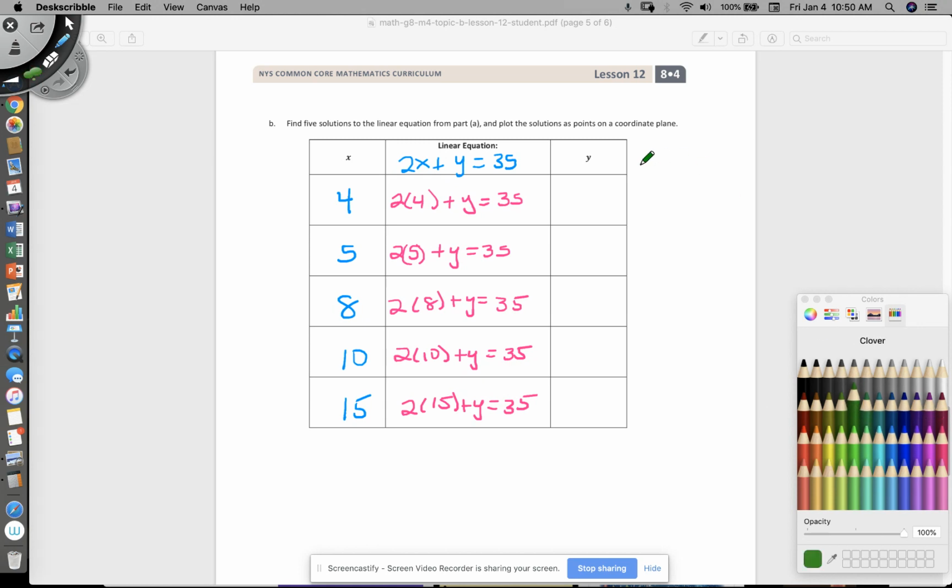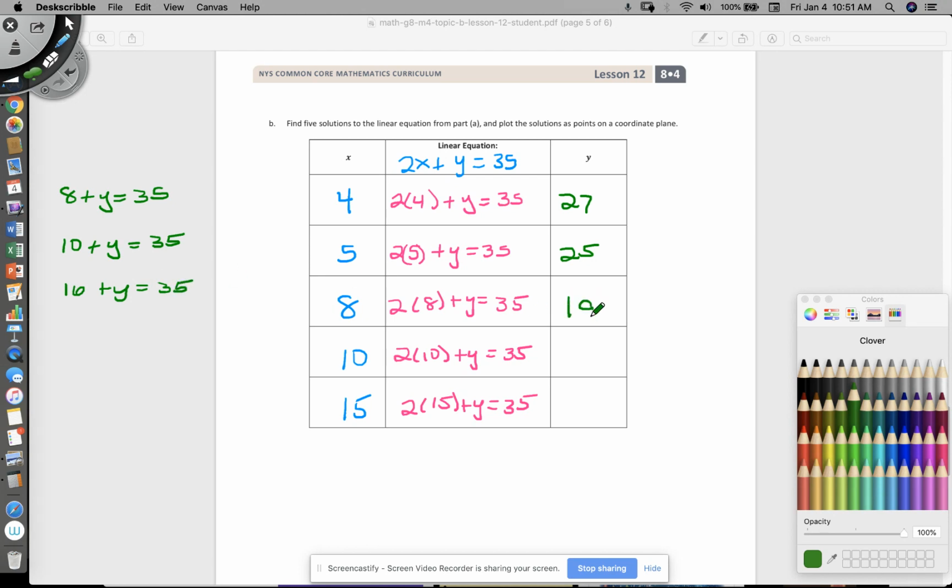All right, so let's do our work over here off to the side. We have 2 times 4, which is going to give me 8. 8 plus what is going to give me 35? That would be 27. 2 times 5 is 10. 10 plus what is going to give me 35? That would be 25. 2 times 8 is 16. 16 plus what gives me 35?